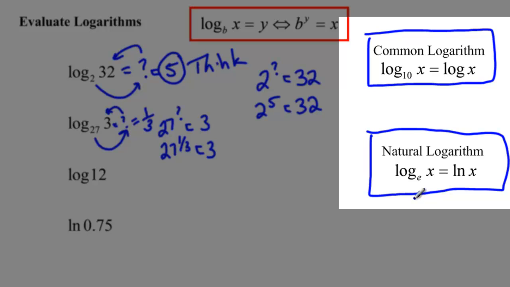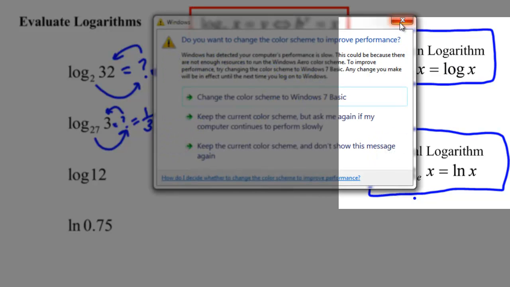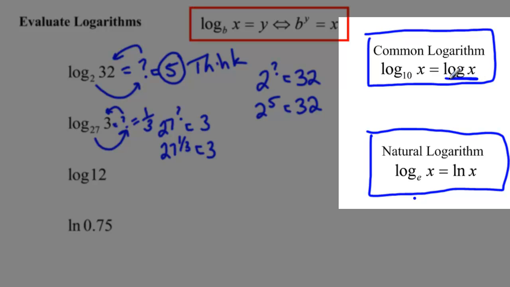So anyways, what they do is they said, we're just going to not write the 10 anymore. They rebelled and they said log of x is equal to log base 10 of x. So we're just going to call it log of x. And log base E of x is going to be the natural log of x, and we're going to call it ln of x. And so those are two logarithms where we don't see the base. We just know that it is log base 10 or log base E. We don't ever really write it this way anymore.